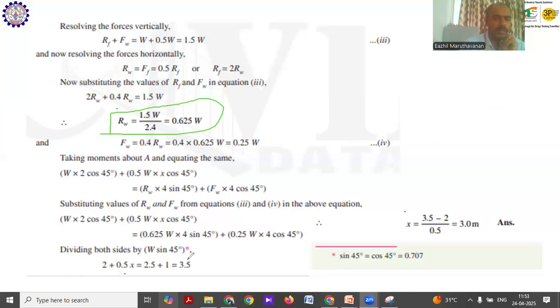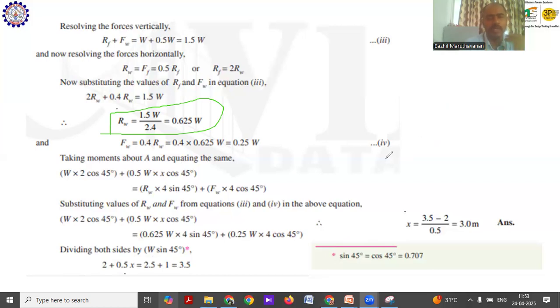Dividing W sin 45 on both the sides, we'll get the equation as 2 plus 0.5 x is equal to 2.5 plus 1. From this, we can get the value of x. x is equal to 3 meter. By substituting the x value, we can calculate the weight. Here, they are asking for the distance only, so we'll stop the problem.